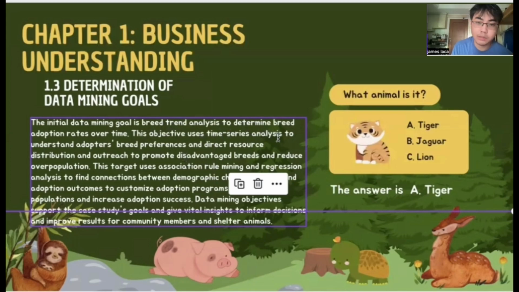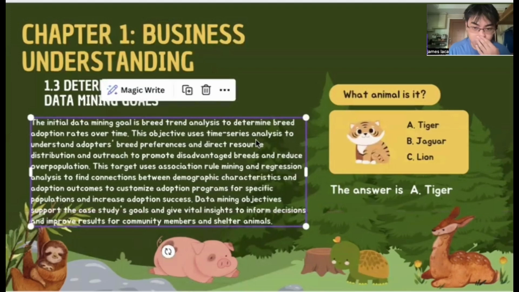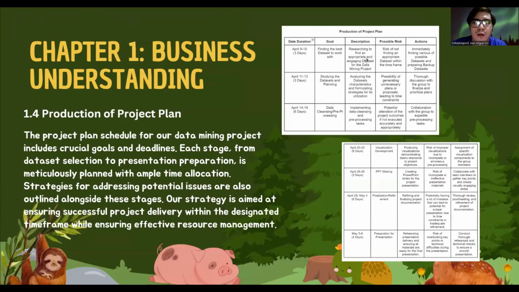This objective uses time series analysis to understand adopters' breed preferences and direct resource distribution and outreach to promote disadvantaged breeds and reduce overpopulation. The second target uses association rule mining and regression analysis to find connections between demographic characteristics and adoption outcomes to customize adoption programs for specific populations. Data mining objectives support the case study's goal and give vital insight to inform decisions and improve results.